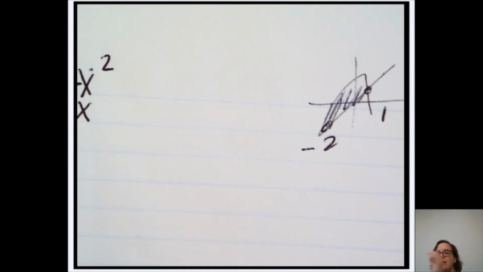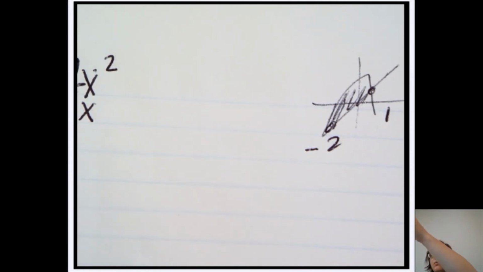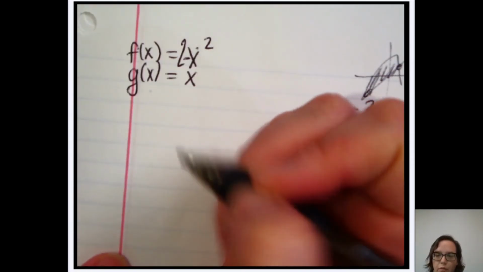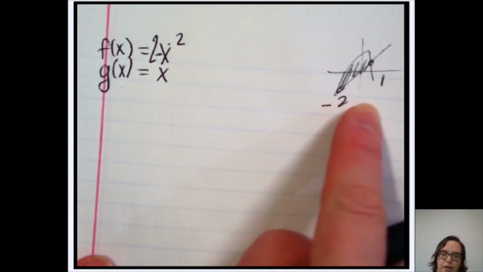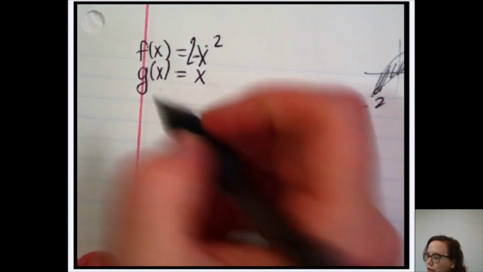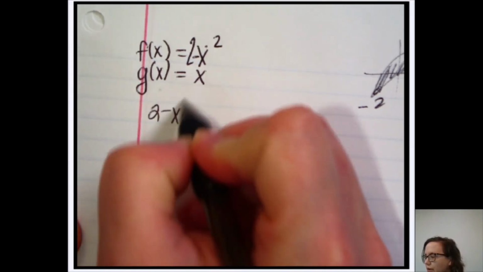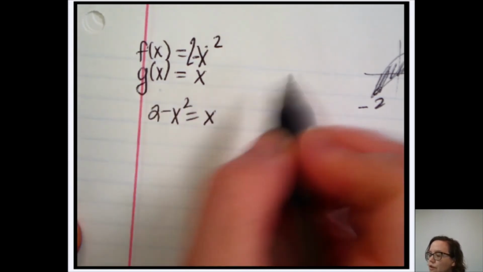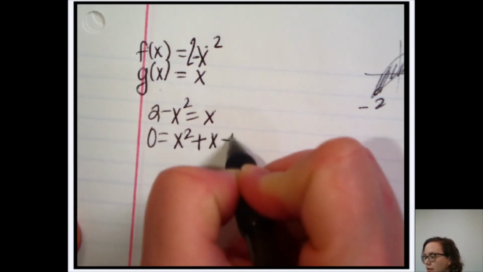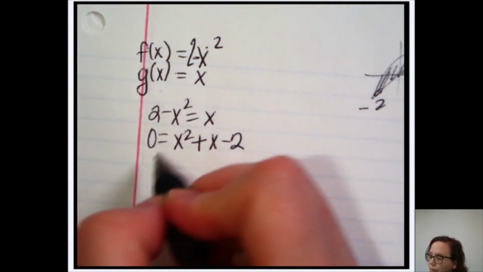Okay, so it's great to have Desmos to tell us that, but what if we did not have Desmos? Well, what we have to do is set these equal to each other. So what if we didn't have our graphs here and we couldn't get our left and right numbers? All we have to do is set these equal and solve. So 2 minus x squared equals x. Move everything to one side since we have a quadratic. So we have x squared plus x minus 2.